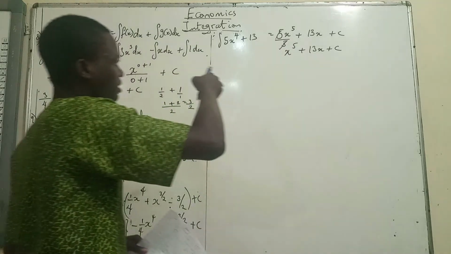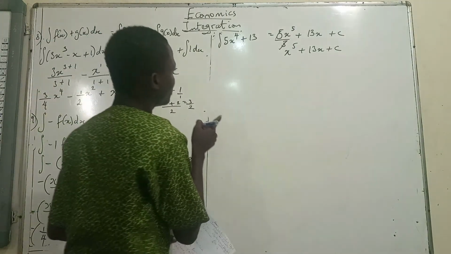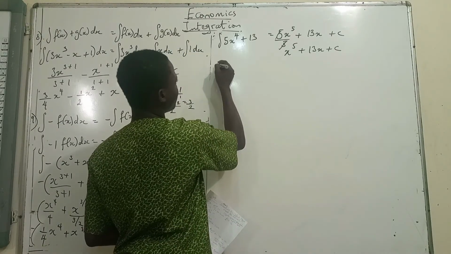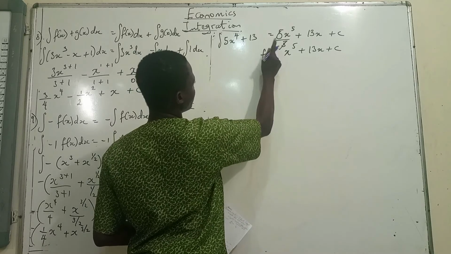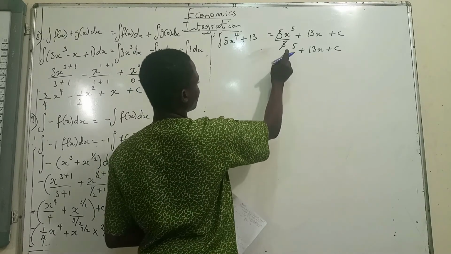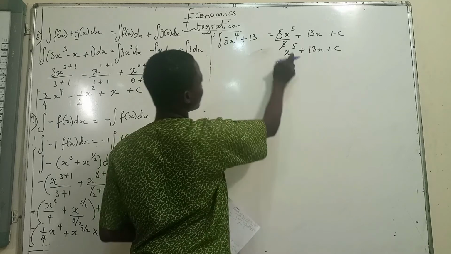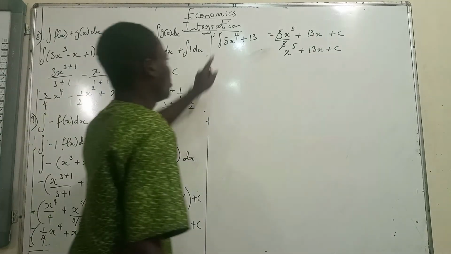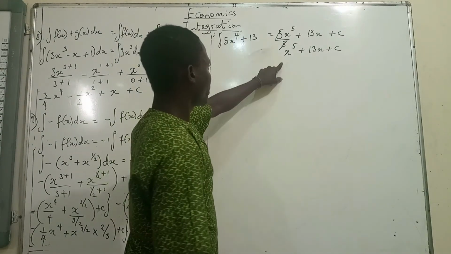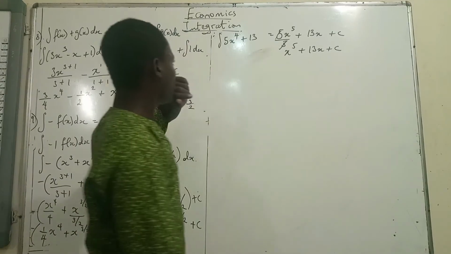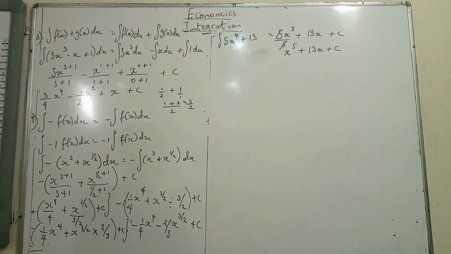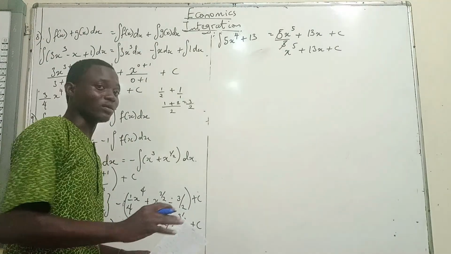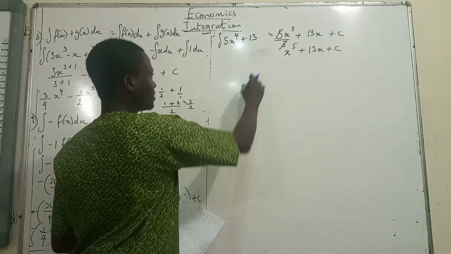Now let me try to differentiate this. We've integrated this person to get this person, so we want to differentiate and see if we get this guy back. No, that's not what I meant to say. The first step is to differentiate something, and then the next step is to integrate. So now let's say we have this guy first, x raised to the power 5 plus 13x.